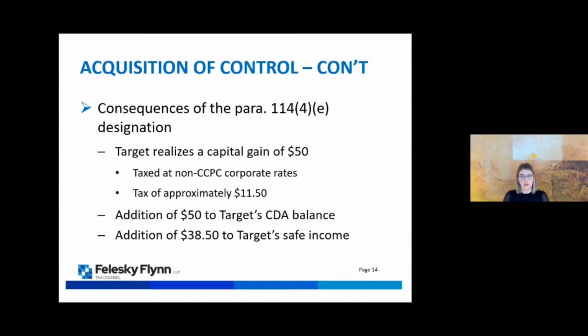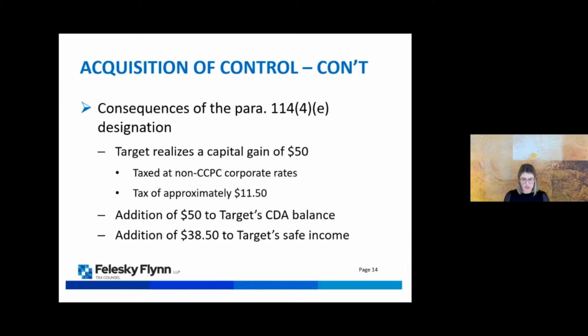This will be reported in its acquisition of control return. So here's the important part: since the target is a non-CCPC, that taxable capital gain will be taxed at 23% compared to the CCPC rate of approximately 46.67%. So this results in tax payable by the target on that capital gain of about $11.50.